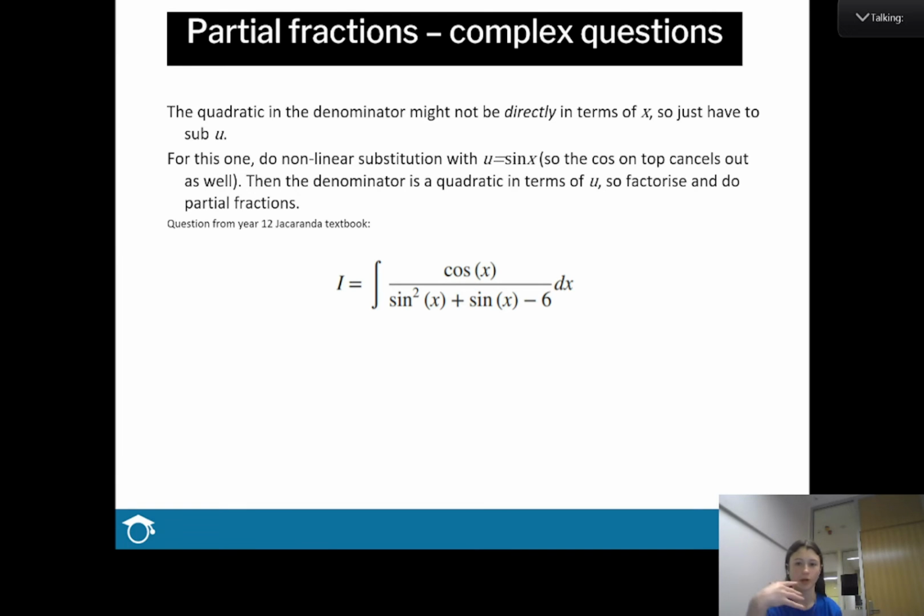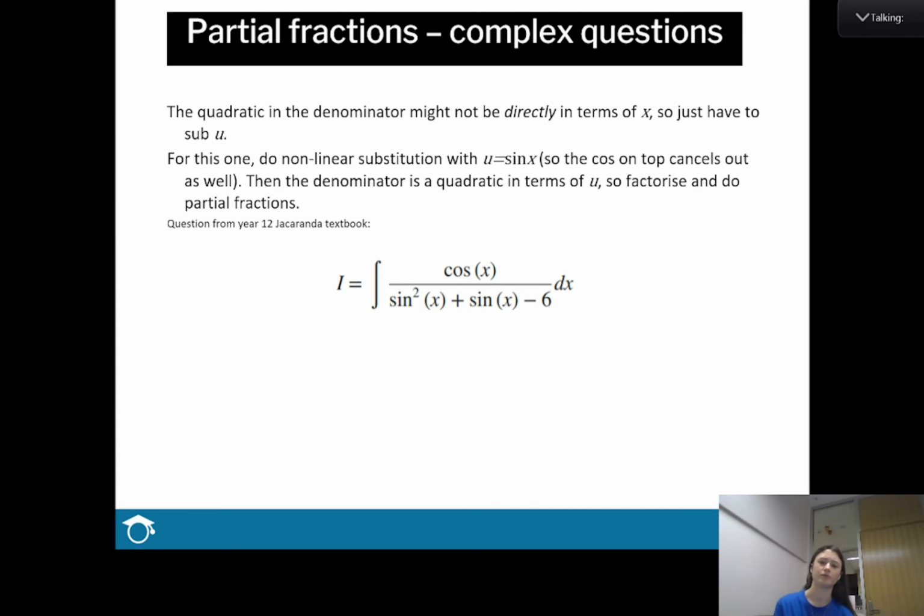So this is an example of what I was talking about before, where on the bottom we have a quadratic that is not directly in terms of x, so it's in terms of sine x. So in this case, if you have a think about it, what we need to do is recognize that there is a polynomial on the bottom which can be factorized. So we can factorize that, and after we recognize that, we also need to recognize that we have sine and cos.